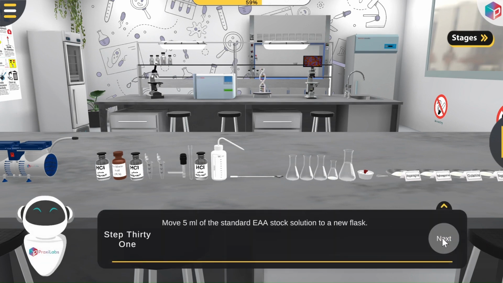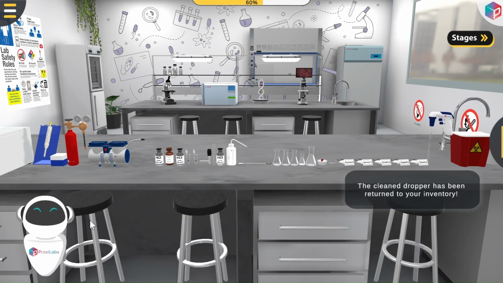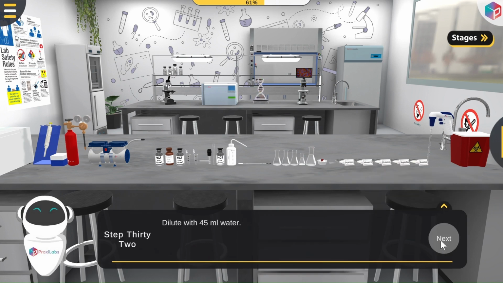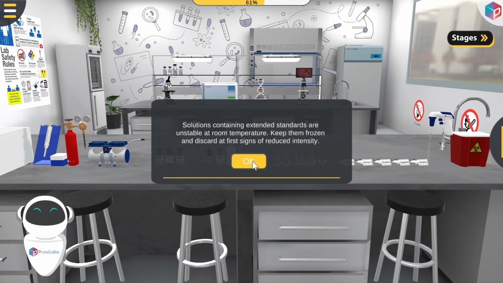Step 31. Transfer 5 milliliters of the stock solution to a new flask. Step 32. Dilute with 45 milliliters of water to reach a final concentration of 1.8 nanomoles per microliter for each amino acid. Note: store these solutions frozen as they are unstable at room temperature. Discard upon any sign of reduced intensity.